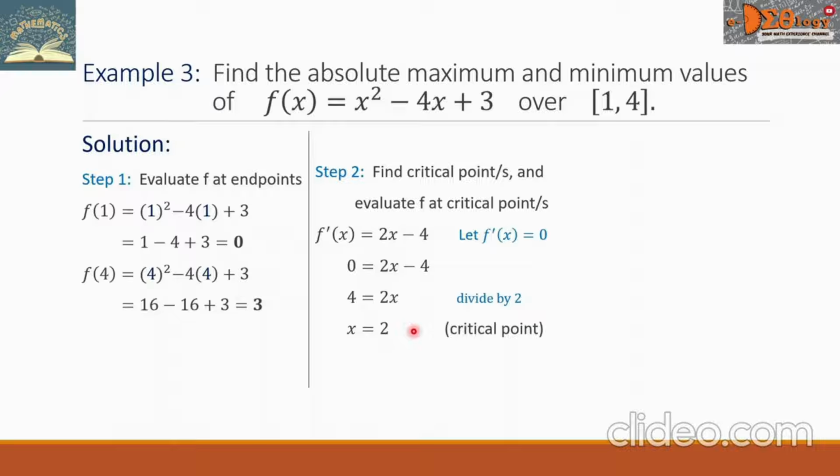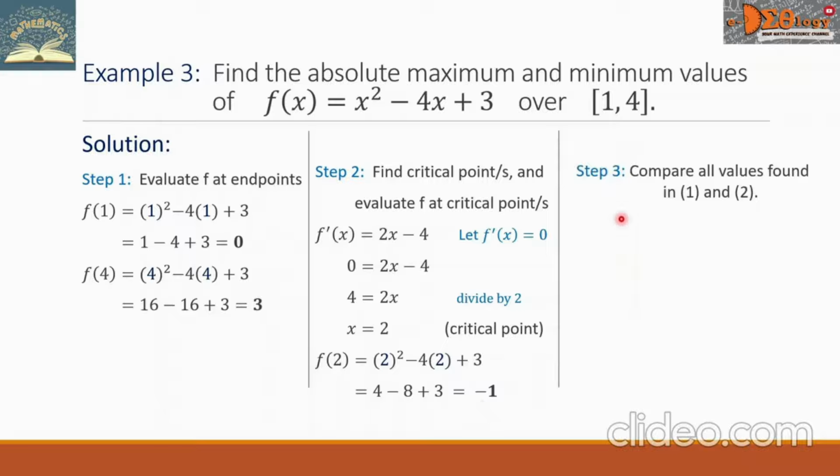In this problem, we have only one critical point. So let us evaluate the function using the critical point. So we have f of 2. Evaluating now, we have 2 squared minus 4 times 2 plus 3. 2 squared is 4 minus 4 times 2 is 8. Then plus 3. Finally, the answer is negative 1.